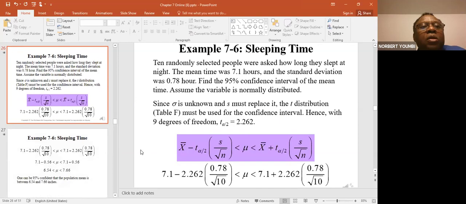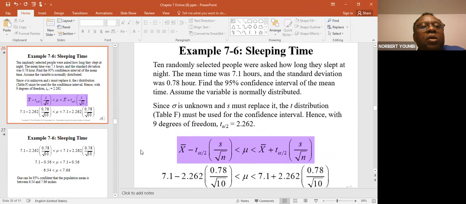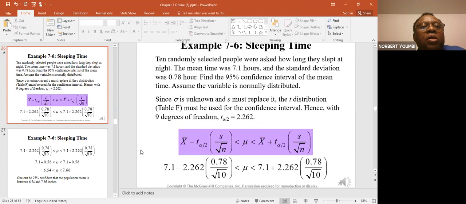Let's look at an example. 10 randomly selected people were asked how long they slept at night. The mean time was 7.1 hours and the standard deviation was 0.78 hours. Find the 95% confidence interval of the mean time. Assume the variable is normally distributed.